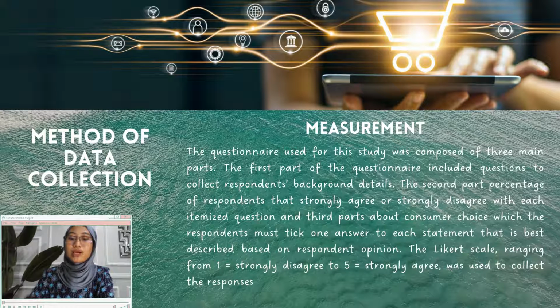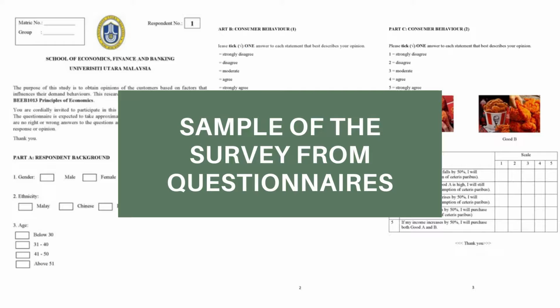Respondents must take one answer to each statement that best describes their opinion. The Likert scale ranging from 1, which is strongly disagree, until 5, which is strongly agree, was used to collect the responses from respondents.